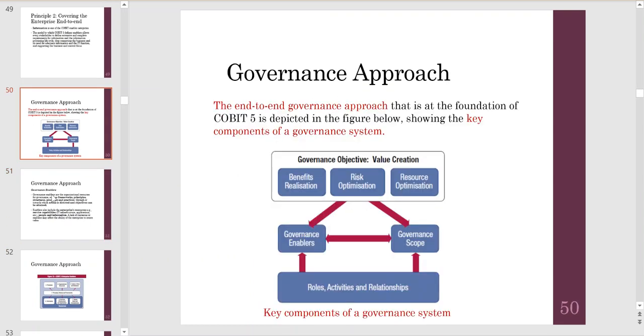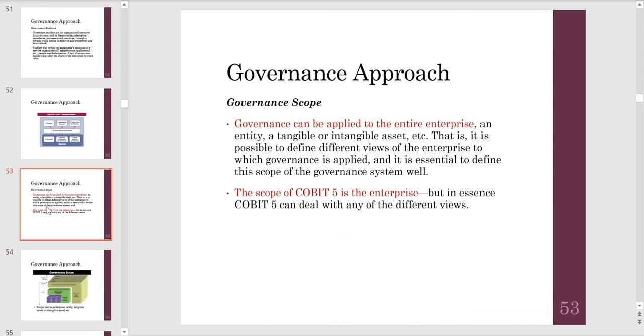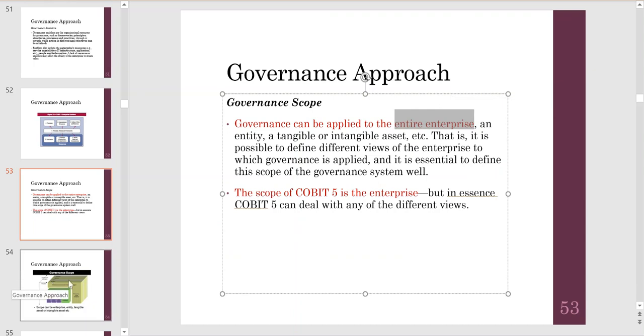So let's go and see the key components of the governance system. We discussed this one, the value creation components, so I will skip it. The governance enablers, we'll discuss them later on, the seven enablers we have. We have two new items here, governance scope, and roles, activities, and relationships. I'll cover them one by one. Governance scope: what's the scope of governance in any IT enterprise? The scope of COBIT 5 is the enterprise. So I'm speaking about the entire enterprise. The scope is the entire enterprise, as simple as this.